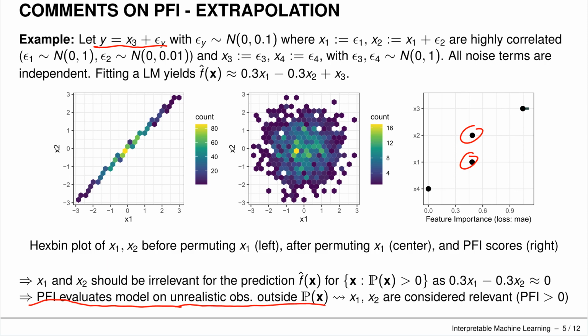A very easy example here would be if, let's say, X1 would be the age of people and X2 would be the weight of people. If you permute one of the features from the marginal distribution, then you might end up with babies weighing 80 kilograms, for example, because you might permute the weight feature, but not the age feature. And this gives you very unrealistic observations.